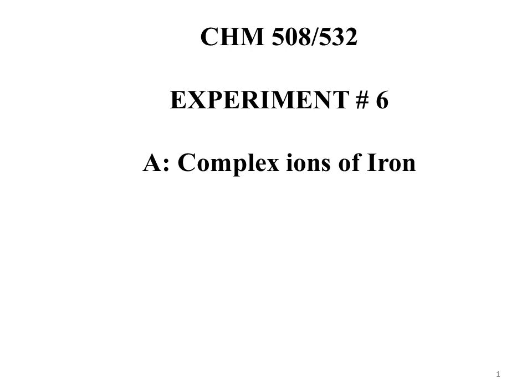Your experiment number 6 consists of two parts. Its part A is complex ions of iron and its part B is complex ions of copper. So here we are first starting its part A, that is complex ions of iron.